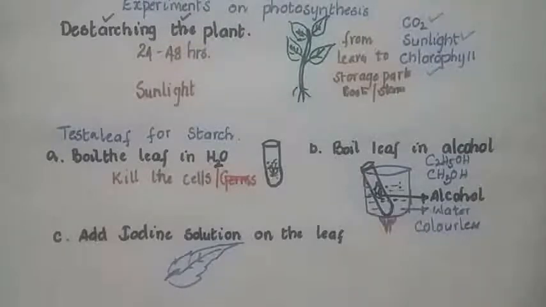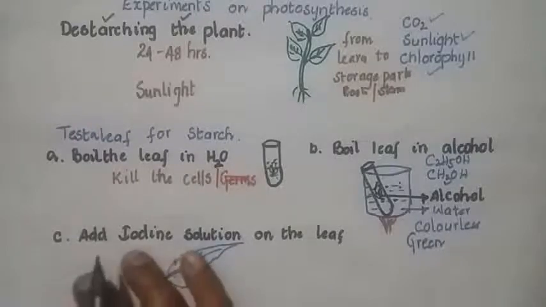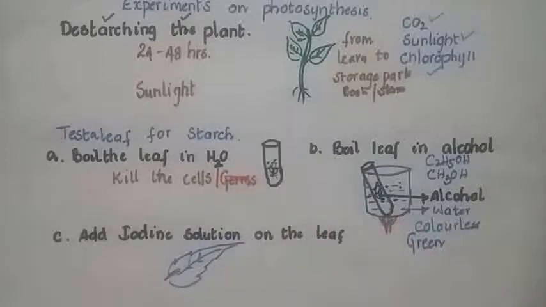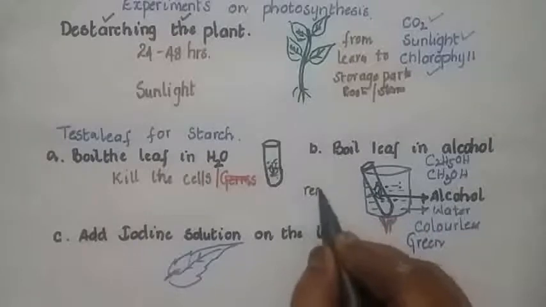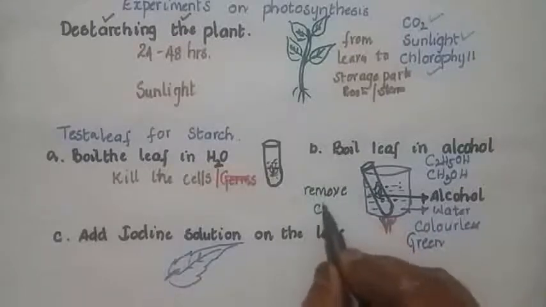So after you boil this leaf, the colorless alcohol now changes into a green color solution. Can you guess why it changes into a green color solution? Because the chlorophyll will be removed. So the leaf will lose the chlorophyll, which makes the solution turn green in color. So why do we boil the leaf in the alcohol? If they ask you, you should be very clear. You should say that it is in order to remove the chlorophyll.